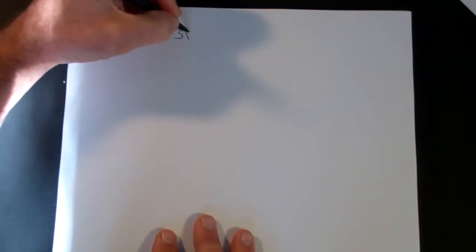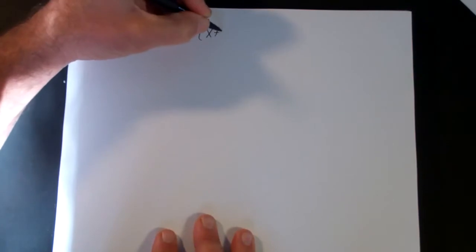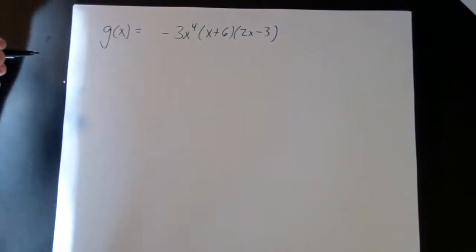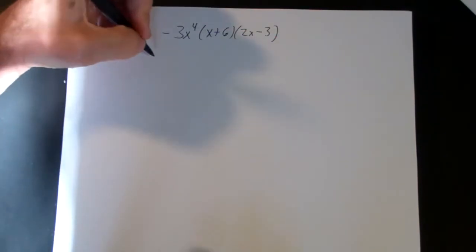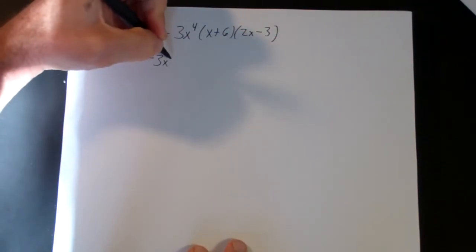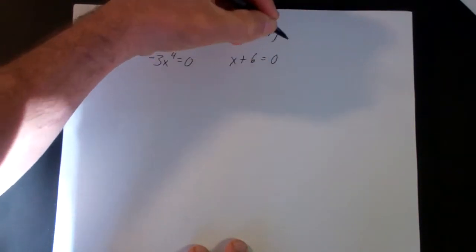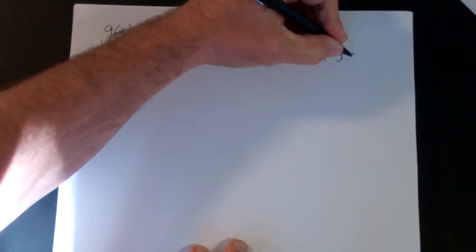Let's do one more quick example. Let's do g of x is minus 3x to the 4th, times (x plus 6), times (2x minus 3). To find the zeros, you set each one of these equal to 0. So here you go, minus 3x to the 4th is equal to 0. x plus 6 is equal to 0. 2x minus 3 is equal to 0.